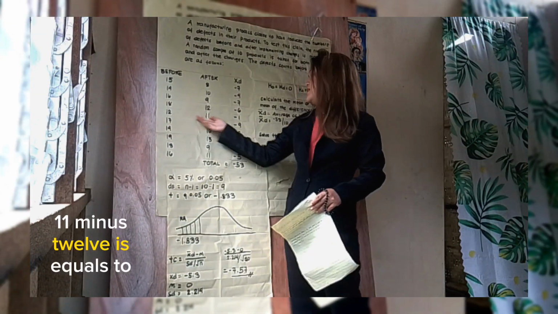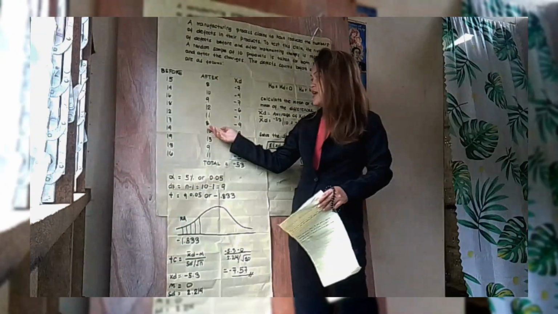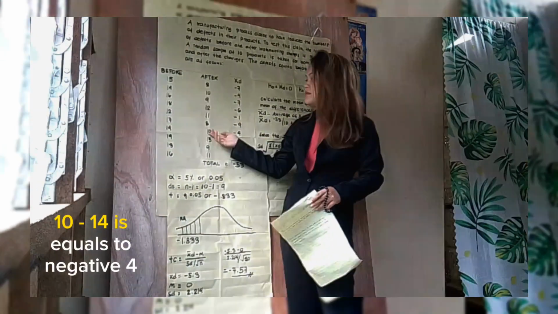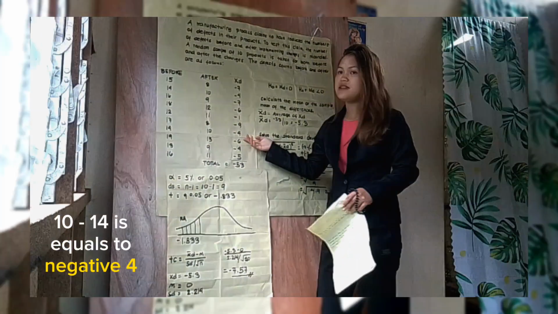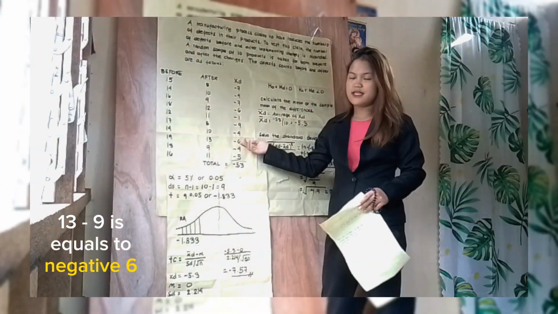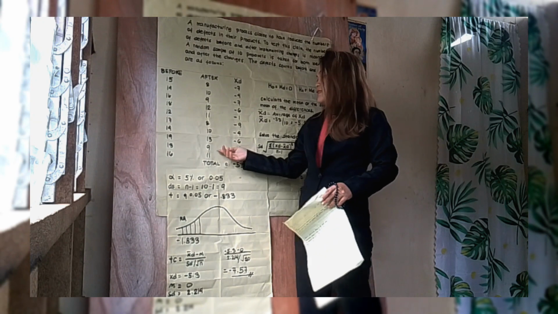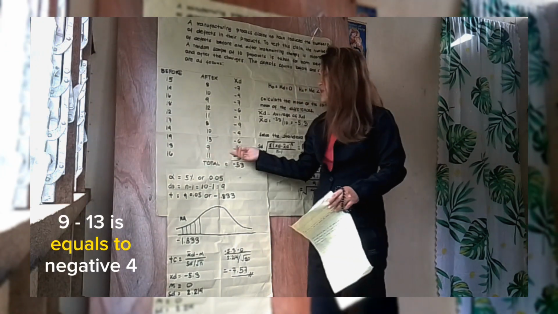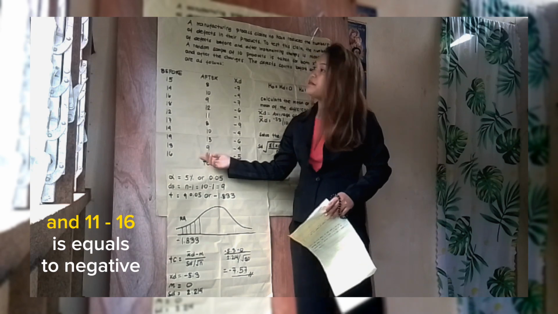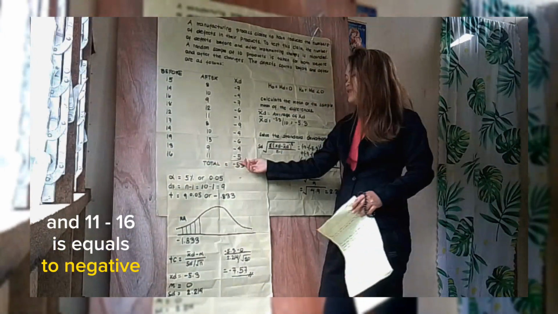11 minus 12 is equal to negative 1. 8 minus 17 is equal to negative 9. 10 minus 14 is equal to negative 4. 13 minus 19 is equal to negative 6. 9 minus 13 is equal to negative 4. And 11 minus 16 is equal to negative 5.